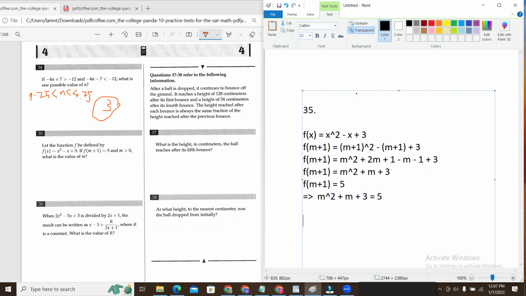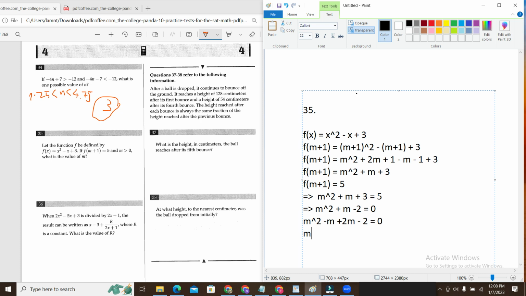Or in other words, m squared plus m minus 2 equals 0, because we delete 5 from both sides. So this can be factored. This polynomial has two solutions, one is 1 and one is minus 2. So minus m plus 2m, that's m, and minus 2 equal to 0.